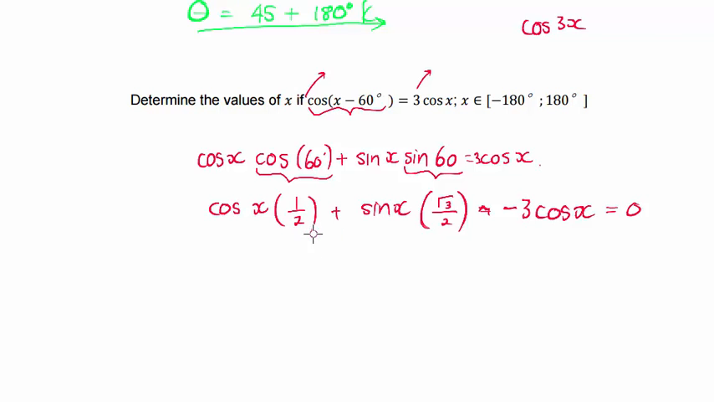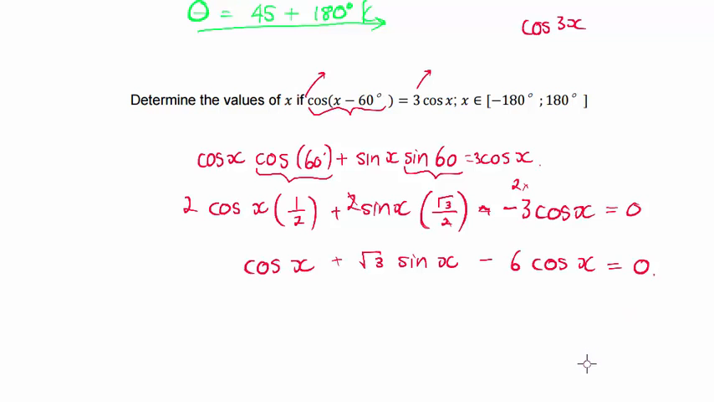So now I've got a fraction here. I've got these 2's here. I don't like working with fractions in there. So I'll just multiply everything with a 2. So now 2 times a half is just cos x. 2 times that, those 2's cancel out, so it's plus the square root of 3 sine x minus 6 cos x is equal to 0.